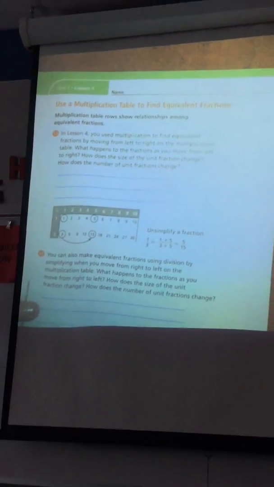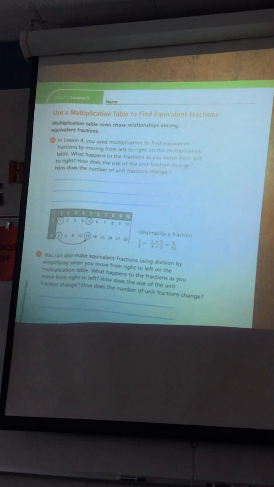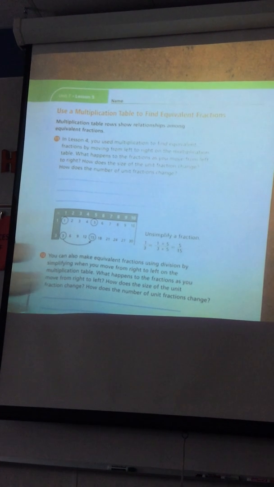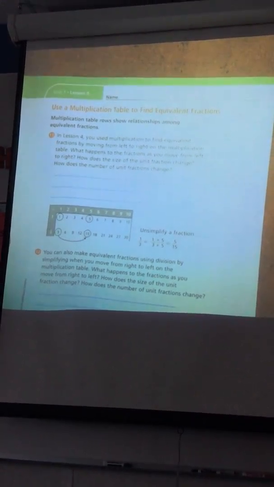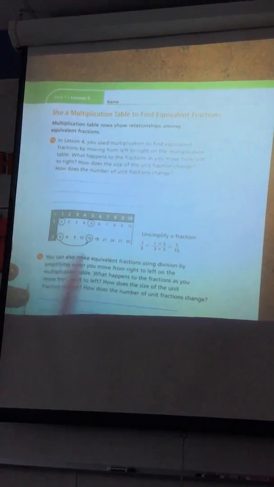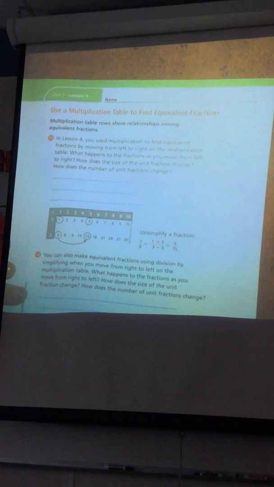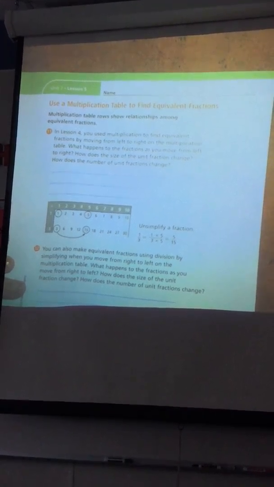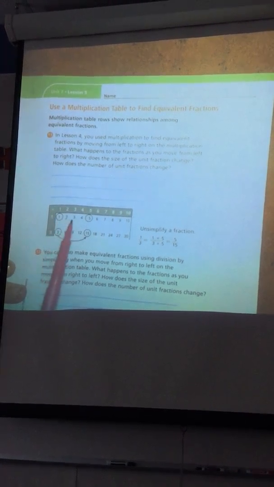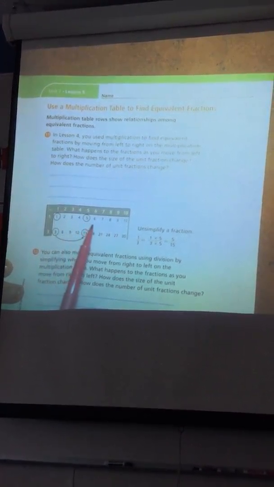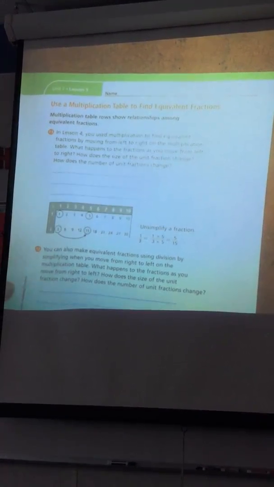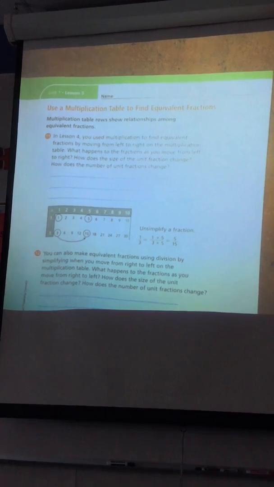Okay, so we already did this. You use multiplication to find equivalent fractions by moving from left to right on the multiplication table. Do you guys remember this, how we went over and we could find those fractions? Okay, that's what we did in our last lesson, right? So, what happens to the fractions as you move from left to right? They get what? If I'm moving from this side to this side. The fractions get smaller, right? So they're going to get smaller because you're going to have smaller fraction sizes.